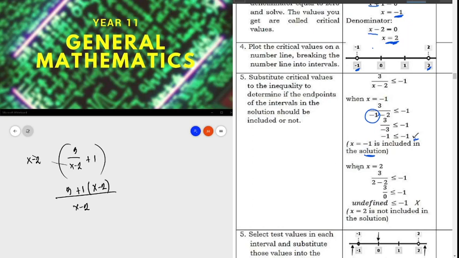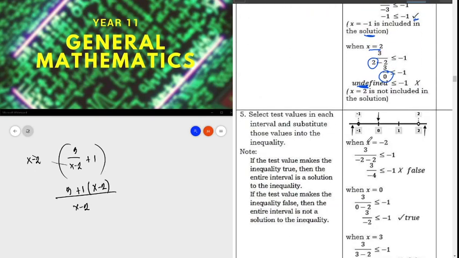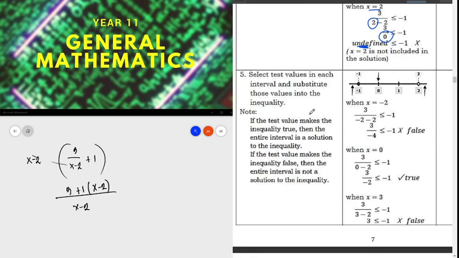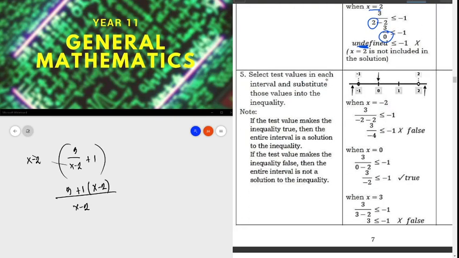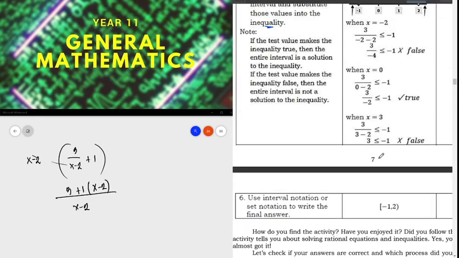Let's proceed to x equals 2. We have 3 over 2 minus 2, that is 0. Remember that if the denominator is 0, that is undefined. Therefore, x equals 2 is not included in the solution. Okay? So, next step is to select a test value in each interval and substitute those values in the inequality.